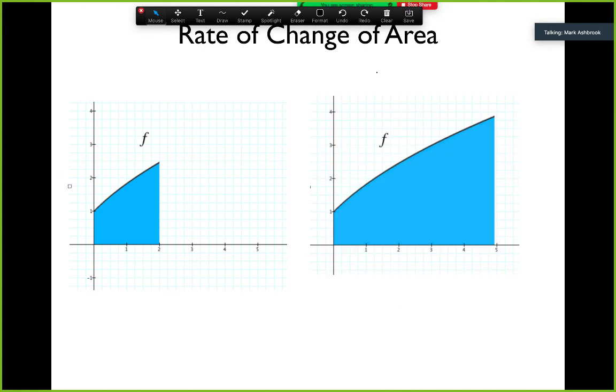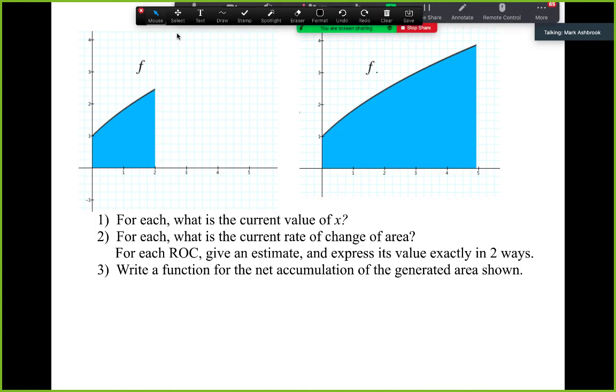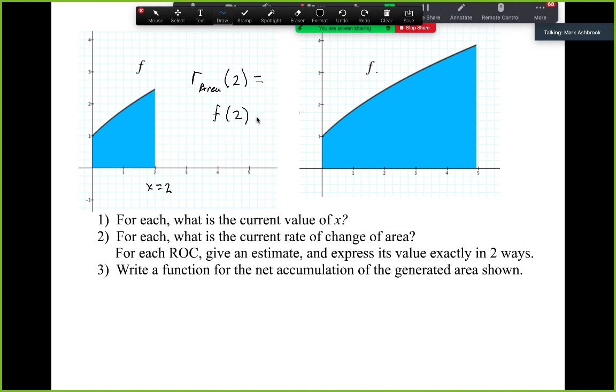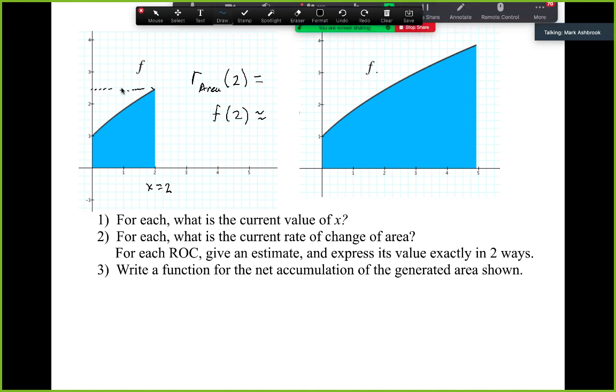All right, so quickly, what's the current value of x here? Current value of x is 2. What's the current rate of change of area then? For this one, if the current value of x is 2, what's the current rate of change of area? In other words, the rate of change of area at 2 equals what? f of 2. Good, f of 2. And then we could estimate it as approximately 2.4. That's what I'm seeing.